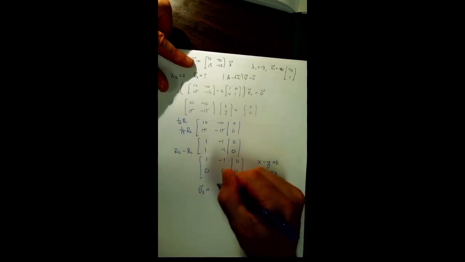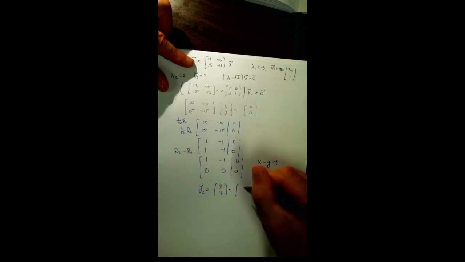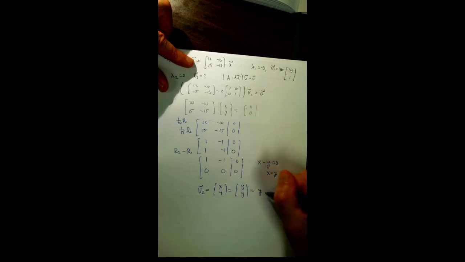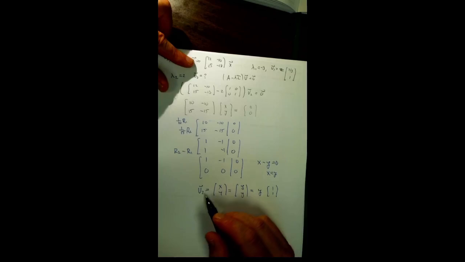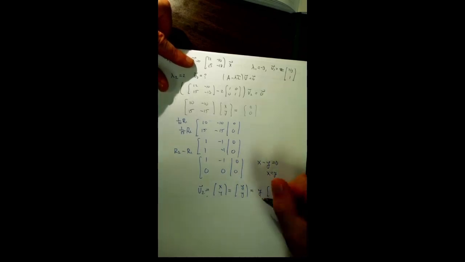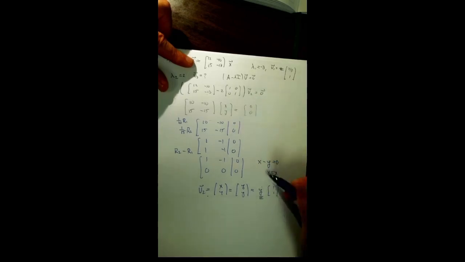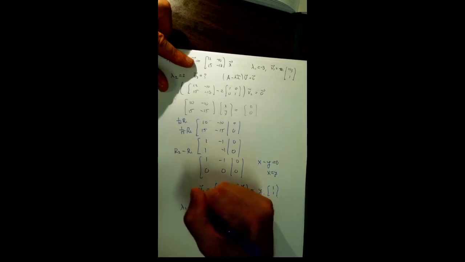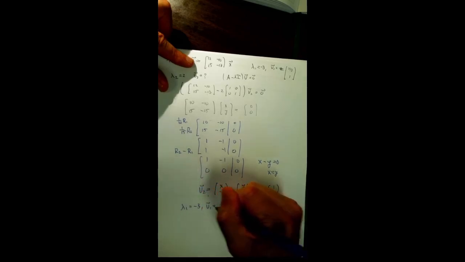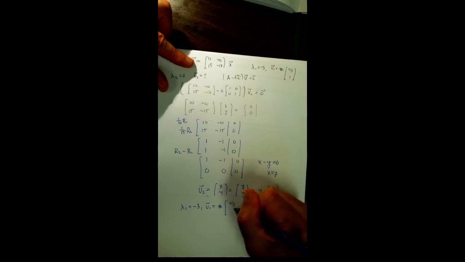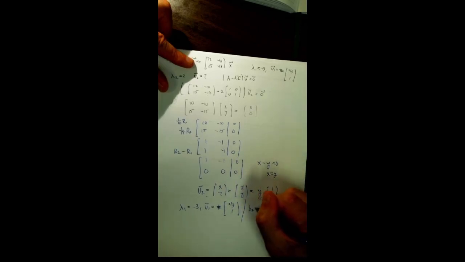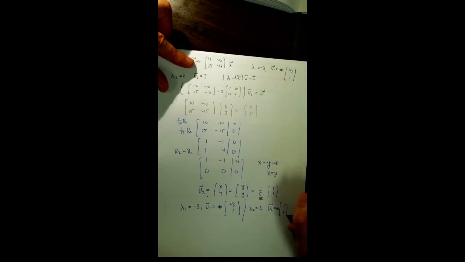So my V2 is x, y. We just said x is equal to y. So my V2 is any number times 1, 1. And again, if you get a unique solution, or you don't get any freedom here, you've done something terribly wrong. So my eigenvectors are: lambda 1 is minus 3, V1 is any number times 2/3, 1, and the other one is lambda 2 is 2, and V2 is any number times 1, 1.